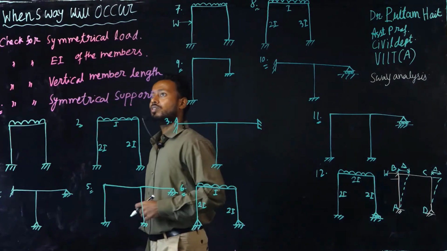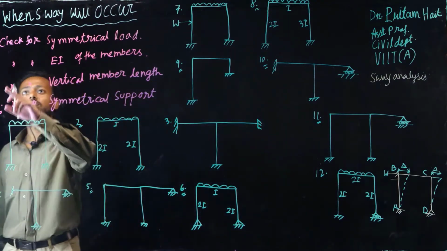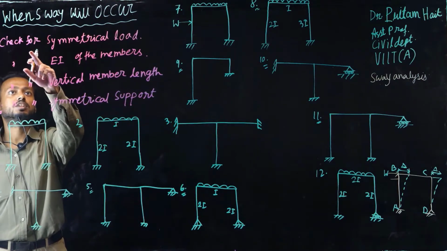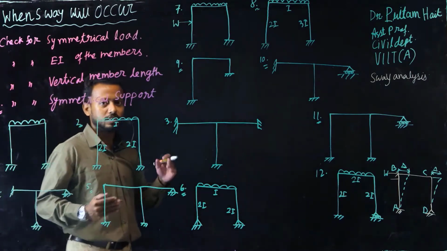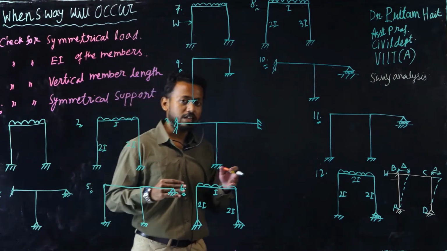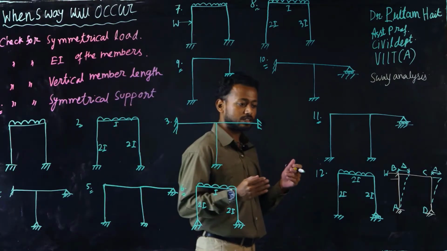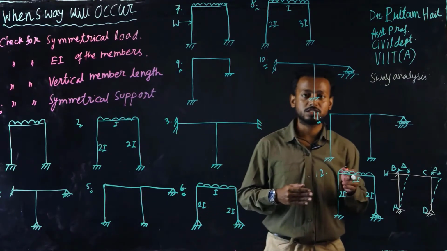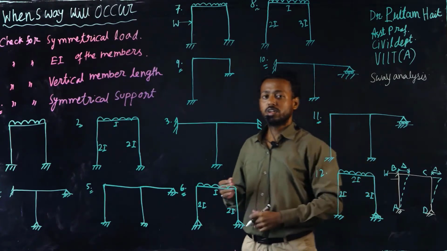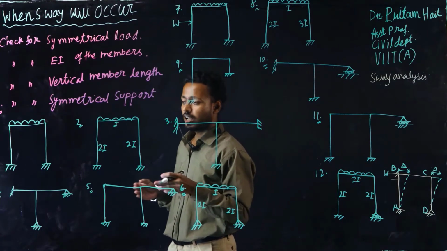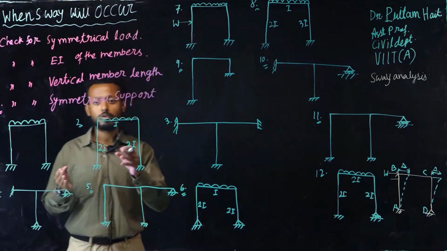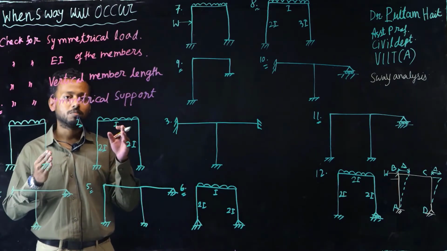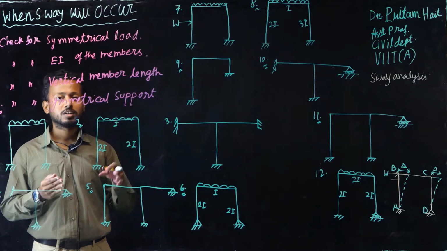Okay, so we have four conditions. First condition is check for symmetrical load. In some members we have seen that the loading condition is eccentric, and in some cases it is not eccentric. So depending upon the loading condition and the center of gravity of the load, we can say that this frame or this multi-storied building will sway in this direction.